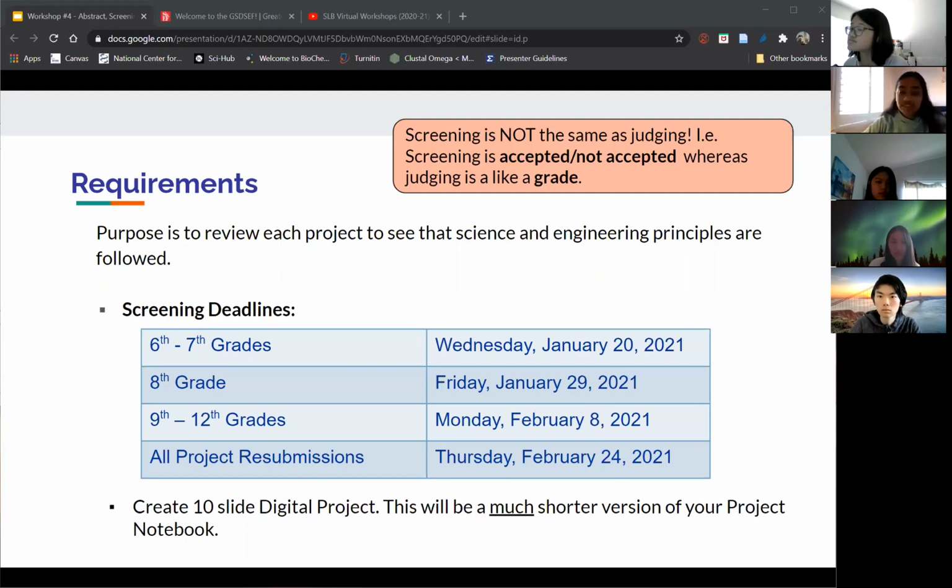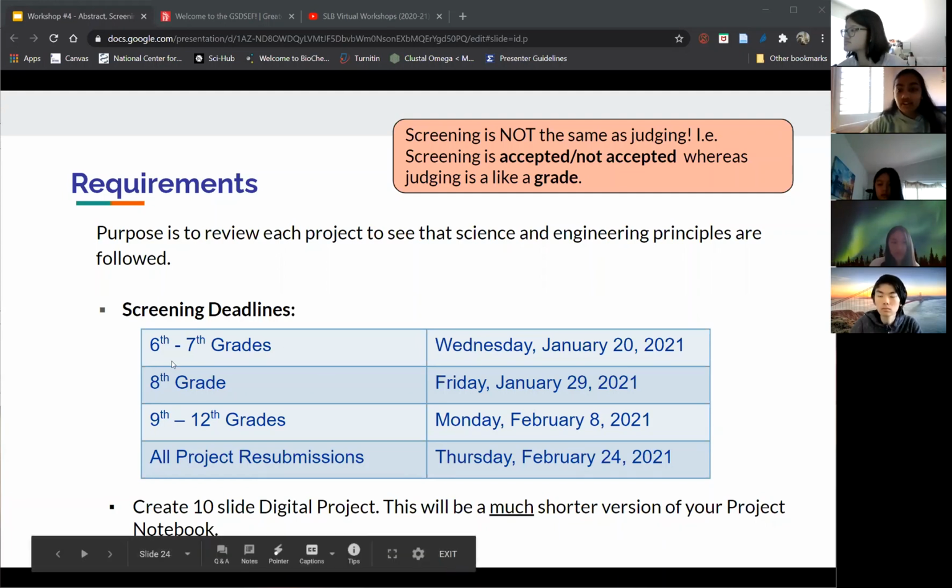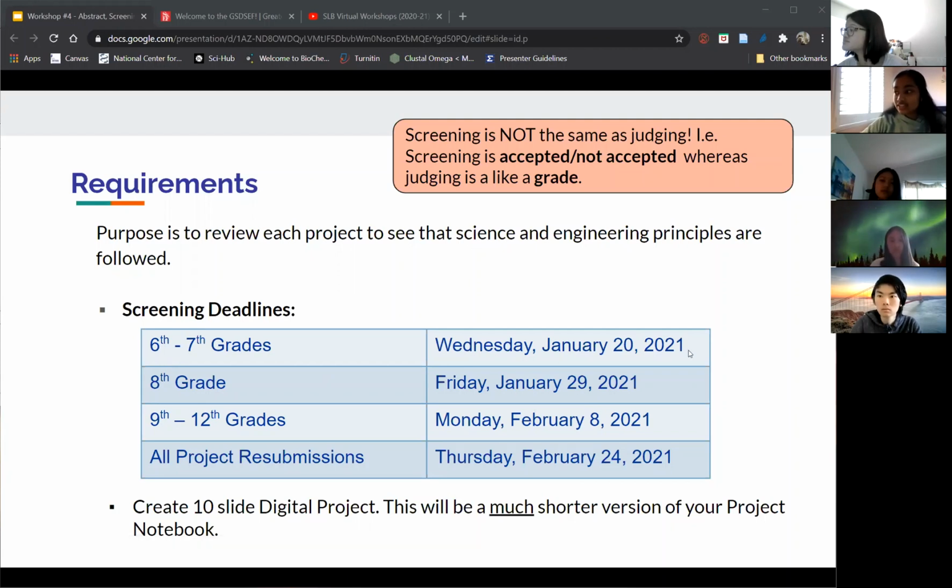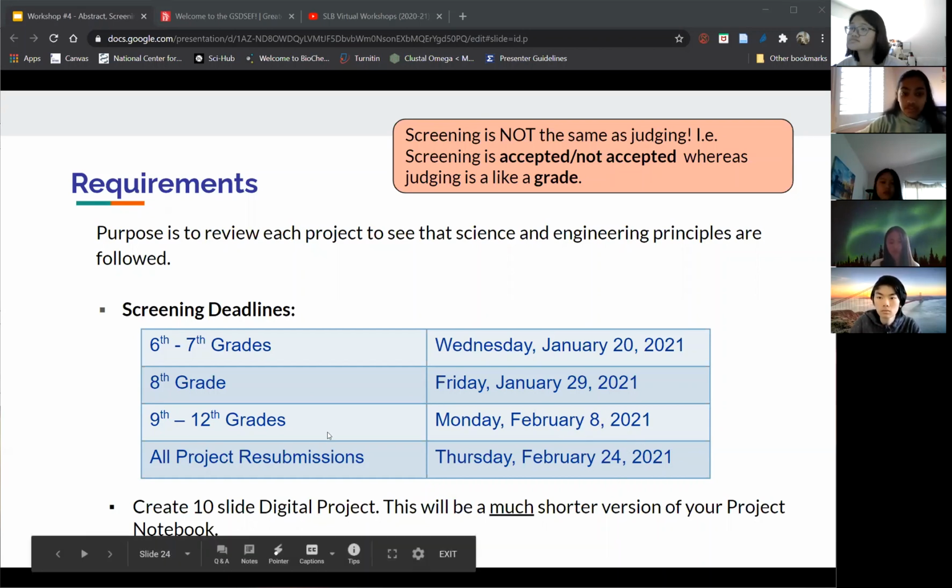Please note that each grade level has a different deadline for screening. So here on the slide, we have the different deadlines. 6th, 7th is Wednesday, January 20th. 8th grade is Friday, January 29th. And 9th through 12th grades are Monday, February 8th. And then, for example, if your project does not meet the criteria, then you will have a resubmission deadline, which is Thursday, February 24th.